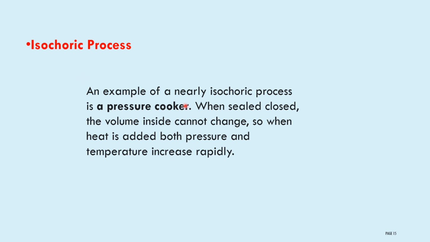An example of a nearly isochoric process is a pressure cooker, which we use in daily life. When sealed closed, the volume inside cannot change, so when heat is added, both pressure and temperature increase rapidly. At home we use a pressure cooker to cook rice. When you switch on the gas, you are providing heat. Because of the heat inside the pressure cooker, pressure and temperature increase, but the volume of the matter will remain constant. Only temperature and pressure increase.